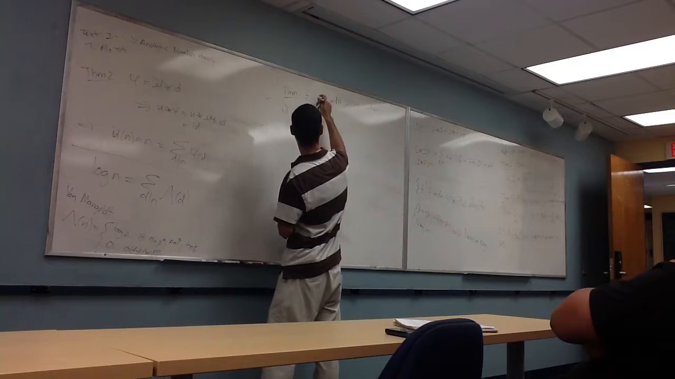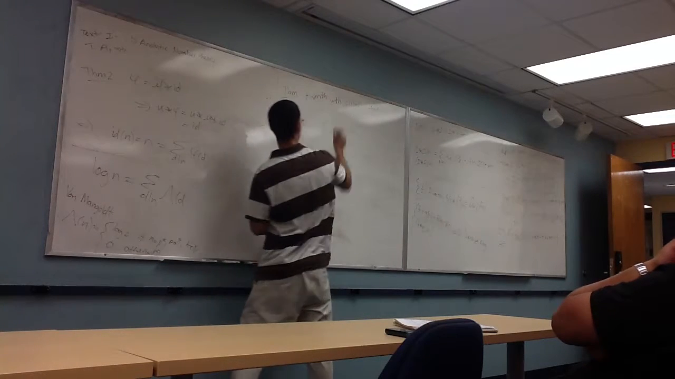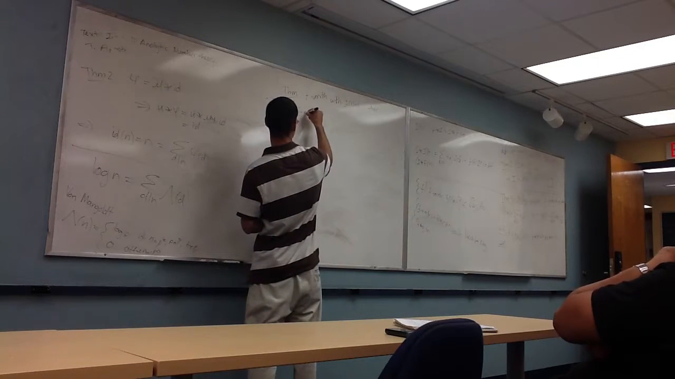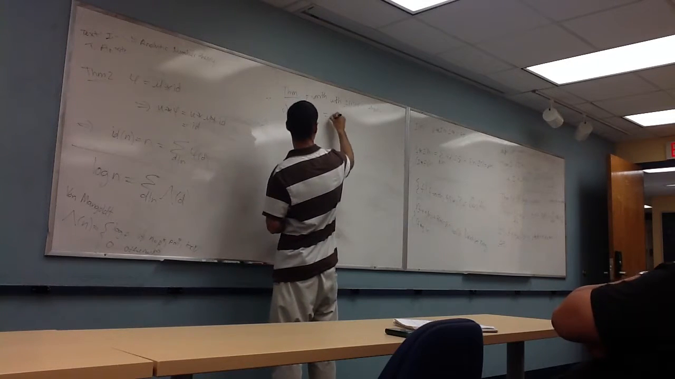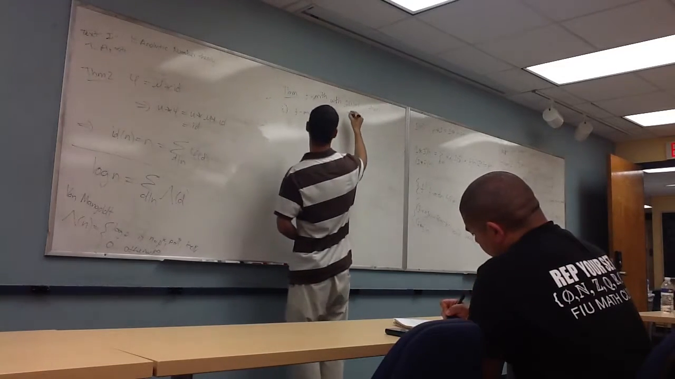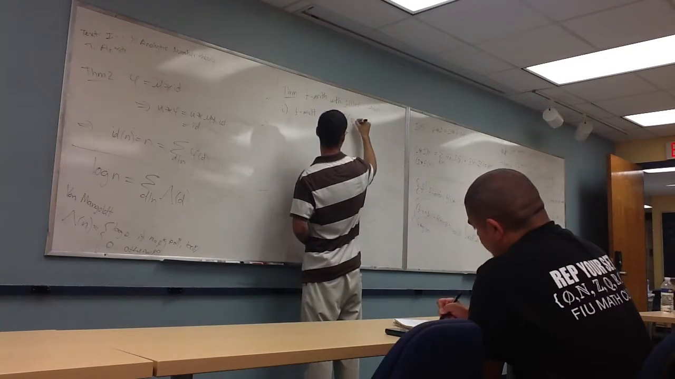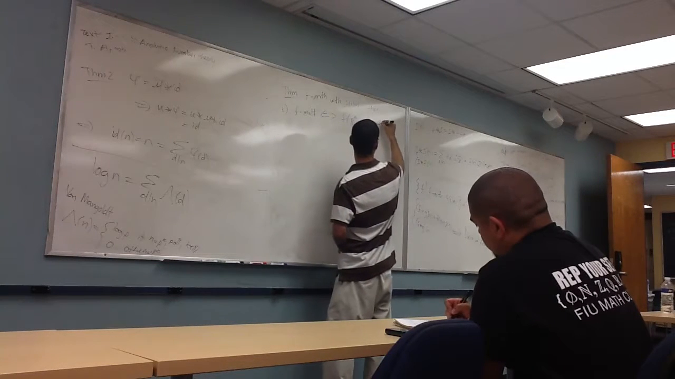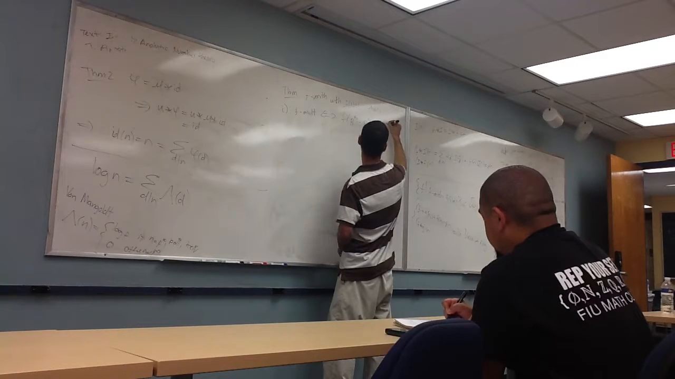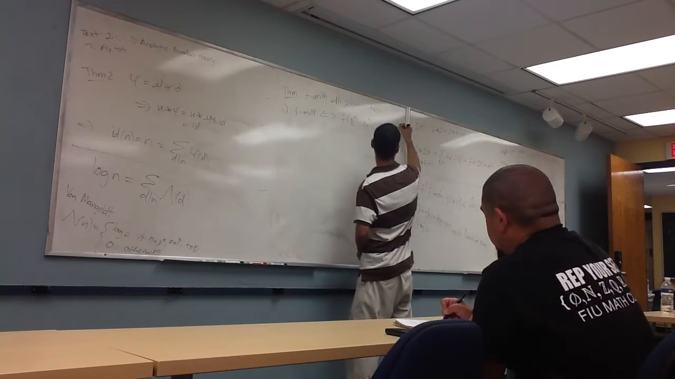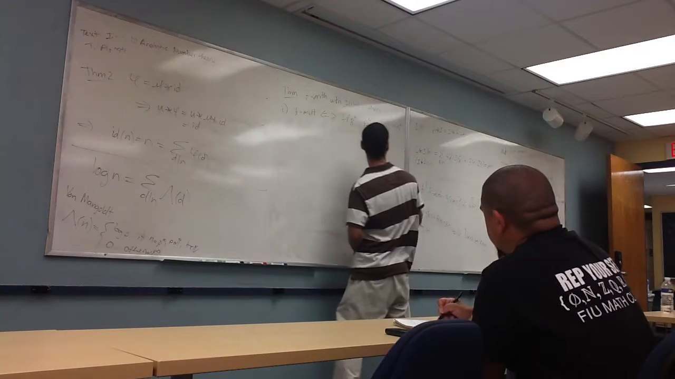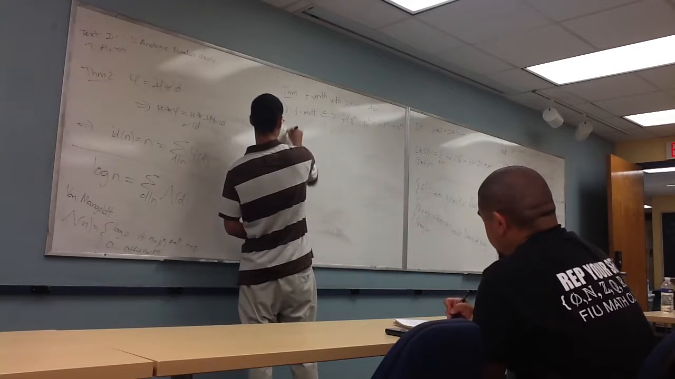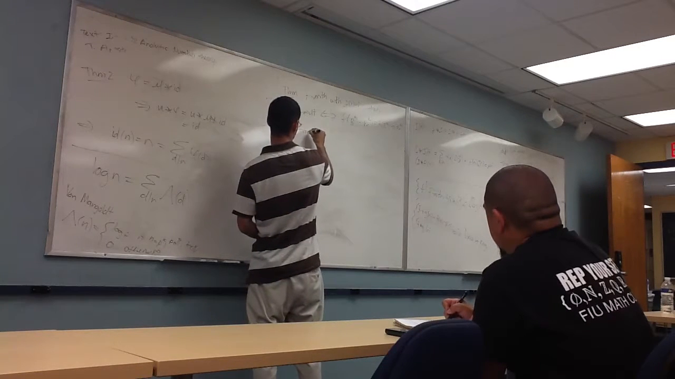given f arithmetic with f of 1 equals 1, then f is multiplicative if and only if f of p1 to the k1 through pr to the kr equals f of p1 to the k1 times through f of pr to the kr. And 2, f is completely multiplicative.